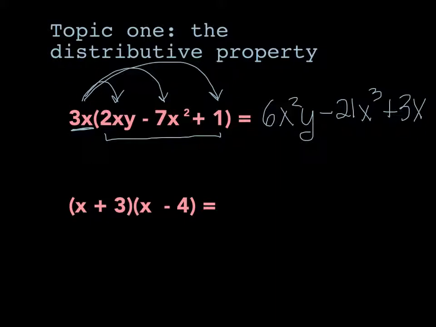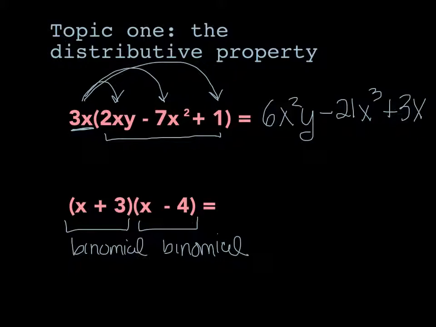Now things get a little more complicated when I have two sets of parentheses. So I now have a binomial and another binomial multiplied together. It's really the same idea though. I'm going to take this whole thing out here, multiply it with that, and then this whole thing out here again, the x plus 3, and multiply it with my negative 4.